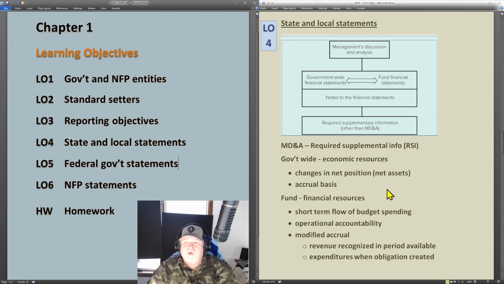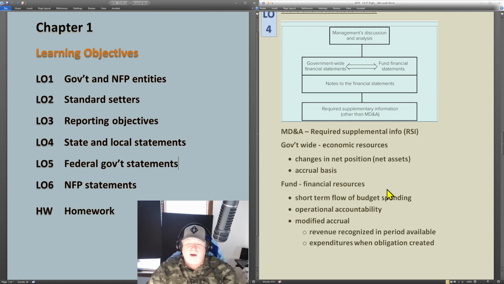Now, what type of accounting basis do they use for a fund financial? The modified accrual. Revenue is recognized in the period available. Now remember, we're not generating revenue. Revenue is the amount of funding that we have. And then expenditures when the obligation is created.